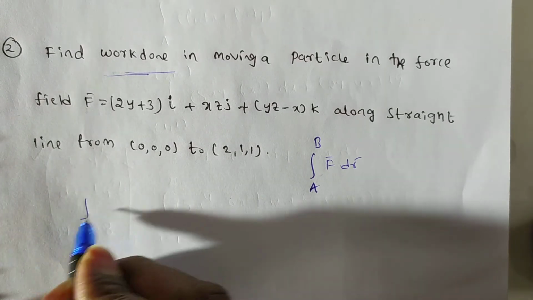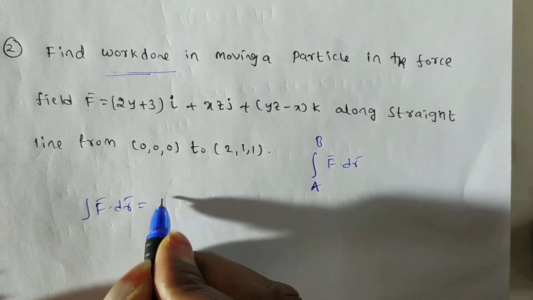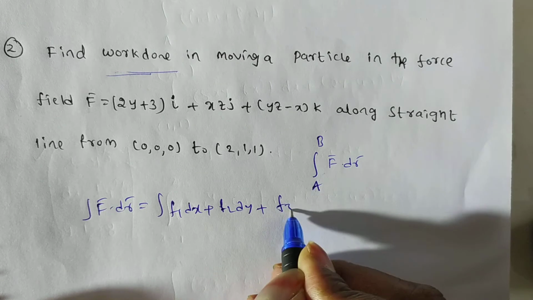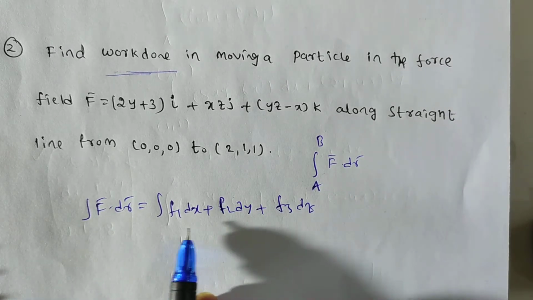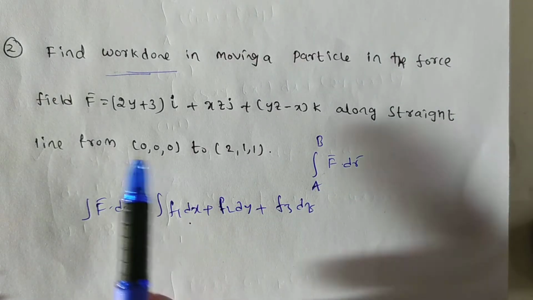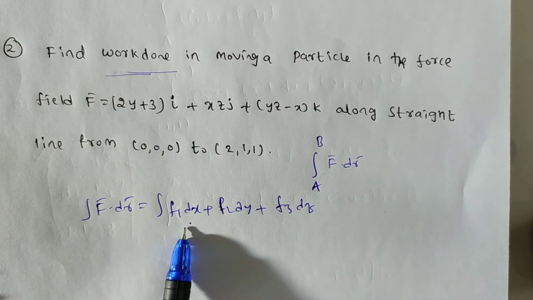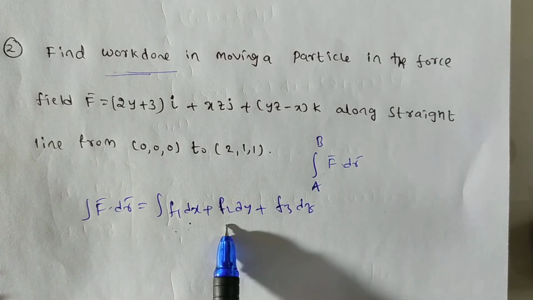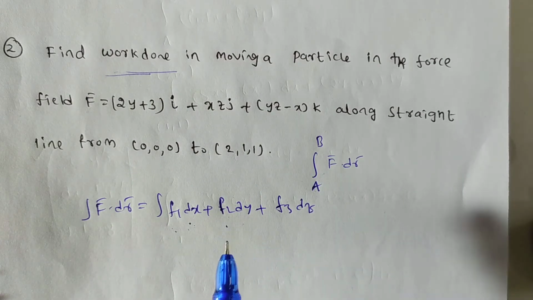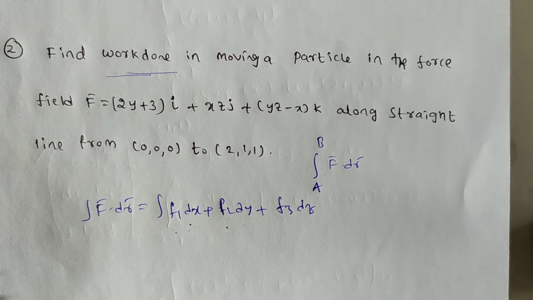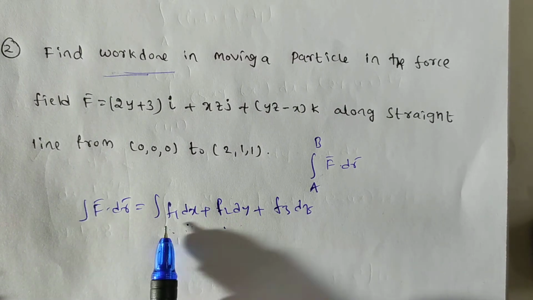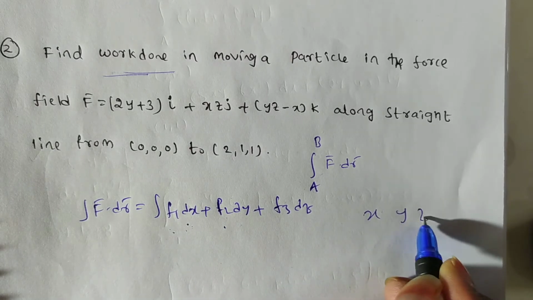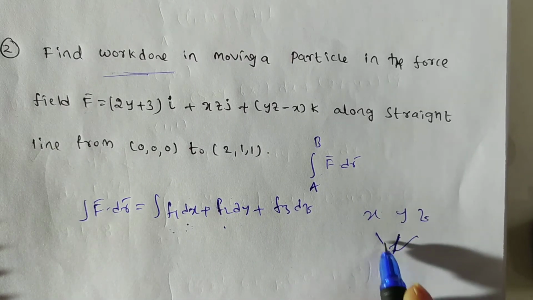I will repeat again. The integral of F bar dot dr bar equals the integral of F1 dx plus F2 dy plus F3 dz. Here we are integrating F1 with respect to x, but F1 is in terms of y. Can you integrate y with respect to x? No. F2 is in terms of x and z, but we have to integrate with respect to y, so it is not possible. In this case, we have to change all the variables into one independent variable. That is, the x, y, z variables have to be changed into only one variable.